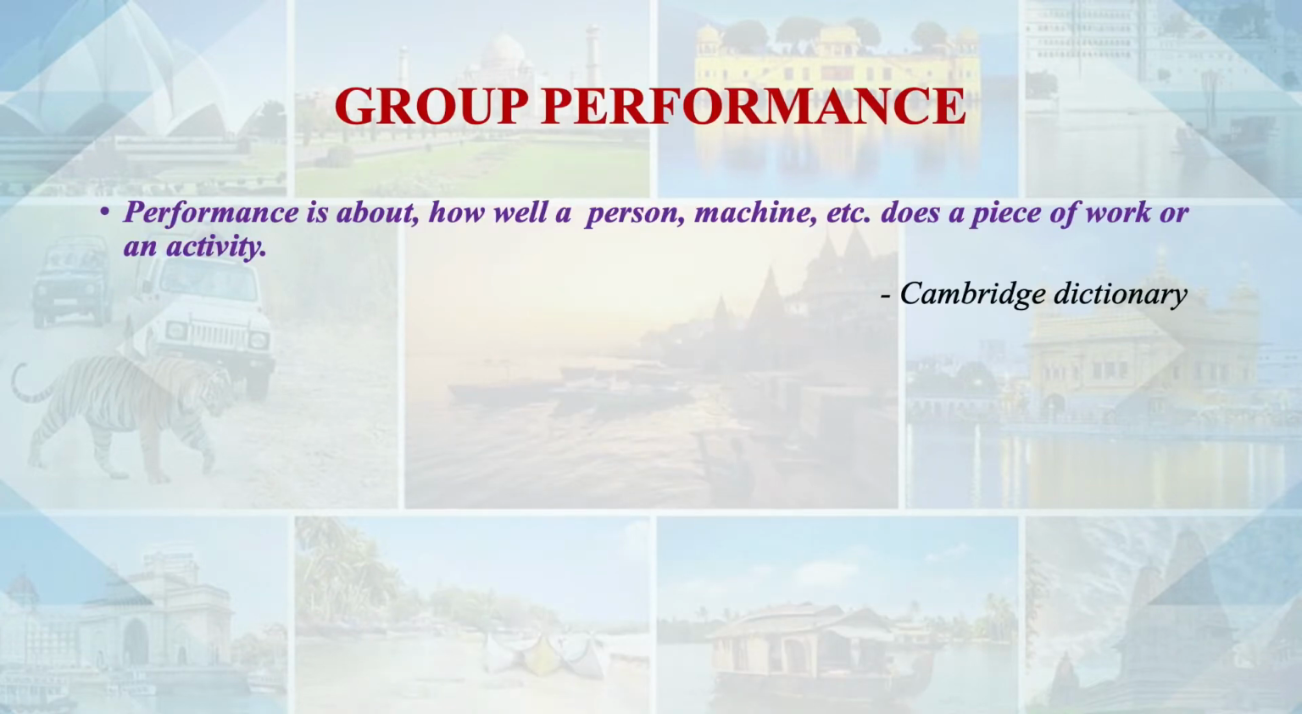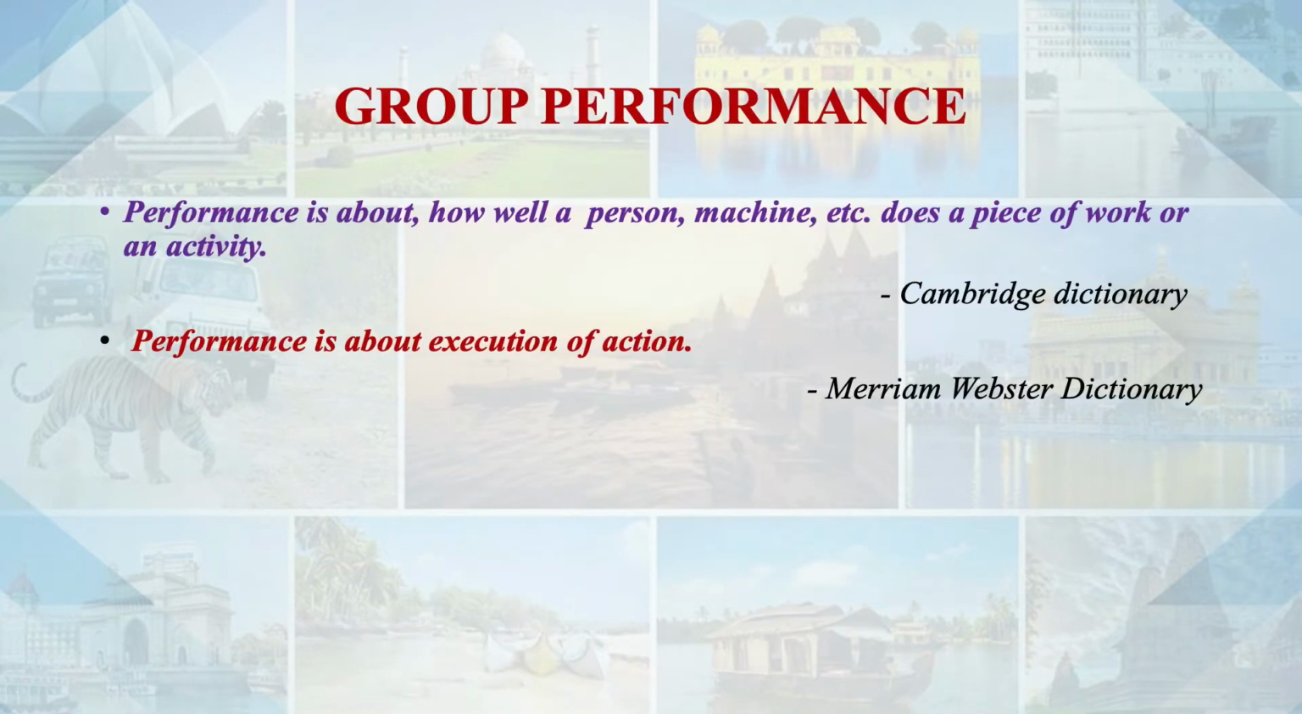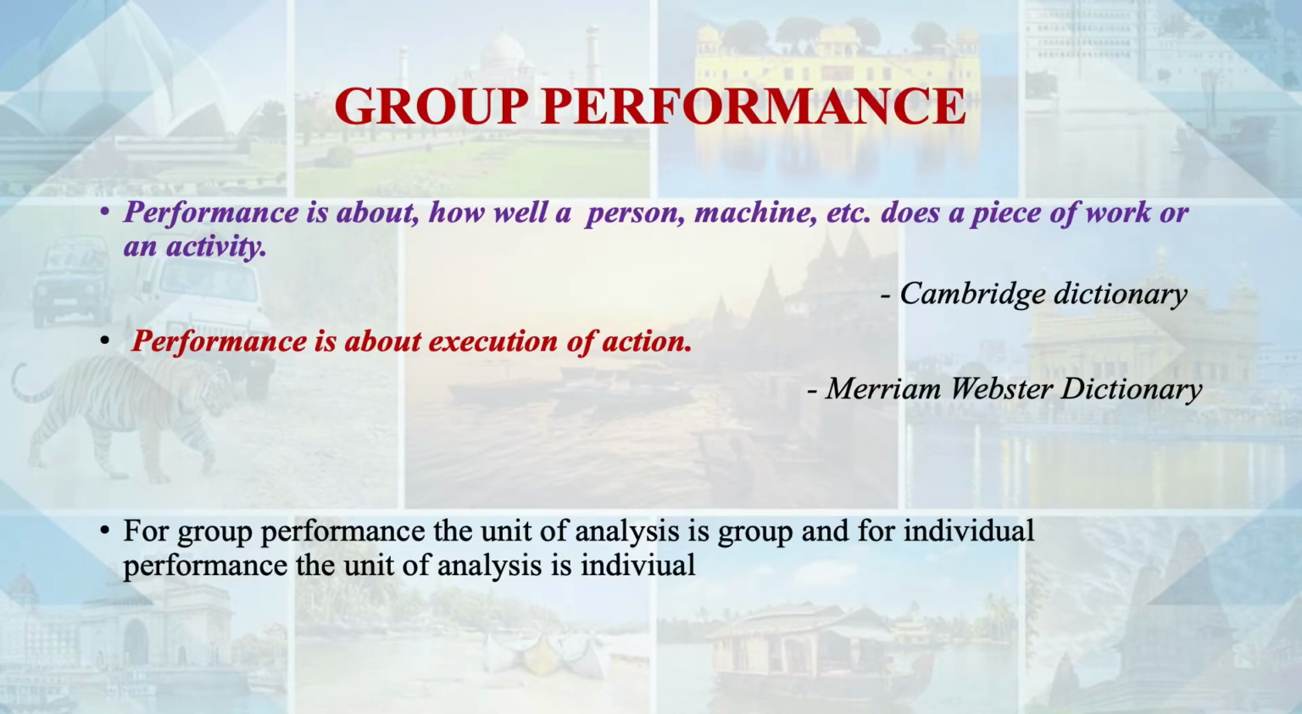According to the Cambridge Dictionary, performance is about how well a person, machine, etc. does a piece of work or an activity. As per Webster Dictionary, performance is about execution of action. Performance of a group consists of the inputs of the group minus any process loss that results in the final output, like the quality of a product and the ramp up time to production or the sales for a given period of time.